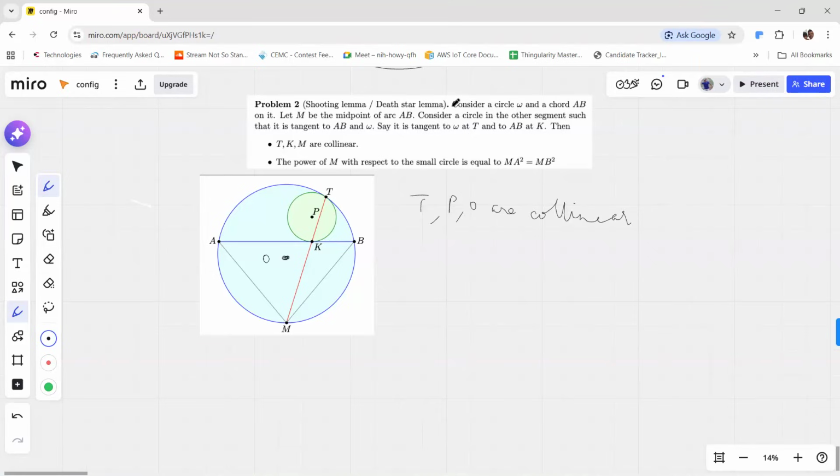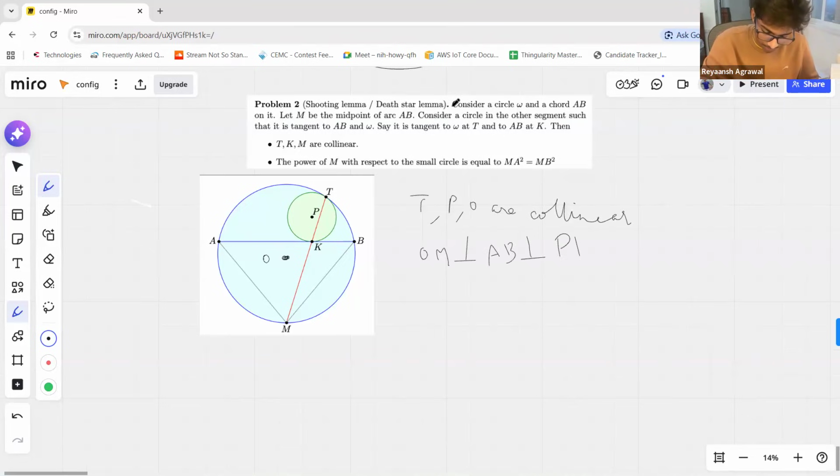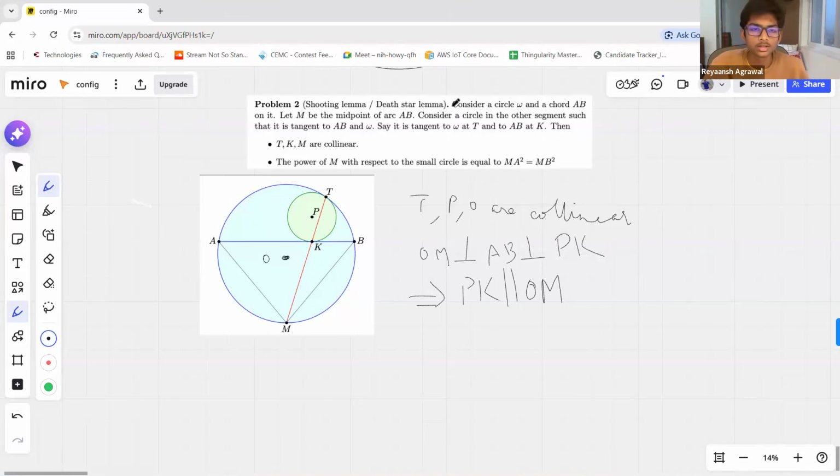And PK is parallel to OM. Why is that? Because PK and OM are both perpendicular to AB. Okay, great. So OM is perpendicular to AB, which is perpendicular to PK. Great. So PK is parallel to OM. Can we do something from here?